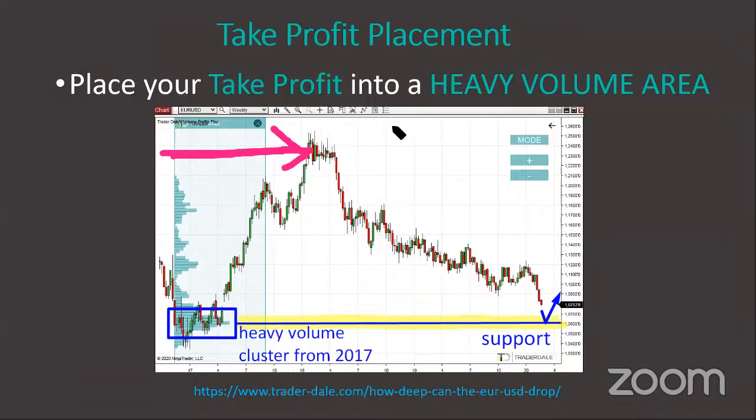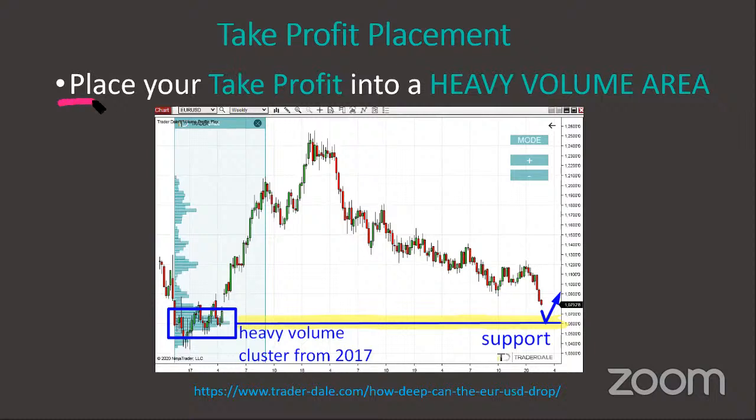So this is not the monthly chart anymore. This is a weekly chart. This is the short, and this is how it went. 1600 pips, 1600 pips reaction. And why I'm showing you this is because I want to talk about take profit placement.